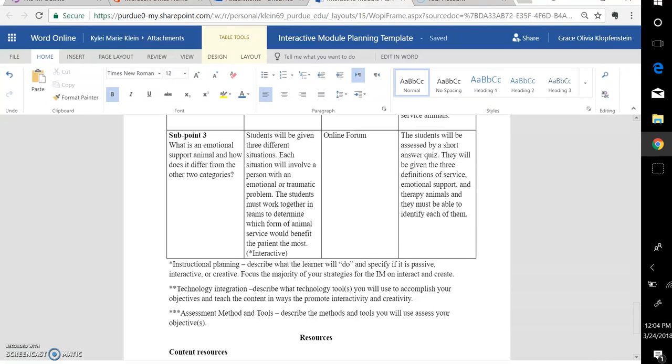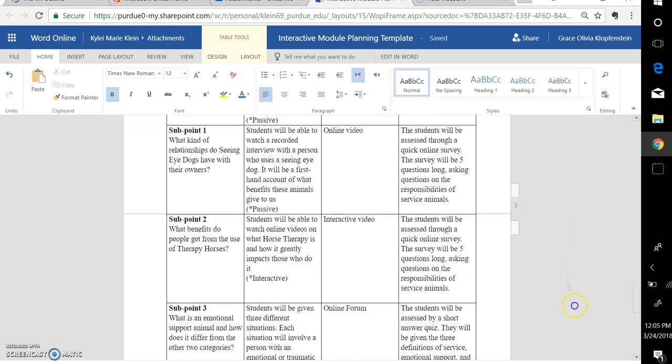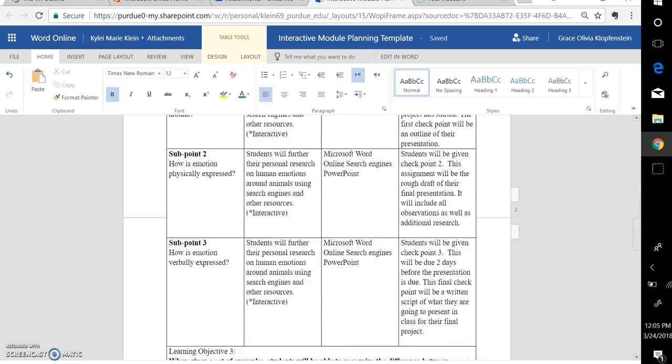In order for us to find these answers, we're going to give them an online forum. And the students will be assessed by a short answer quiz, and they will be given the definitions of a service animal, a support animal, and a therapy animal, and they must be able to identify which is which. So on the online form, they will have the definition of a service animal, and they're going to have to list whether it is service, therapy, or emotional support. And that is our entire lesson.